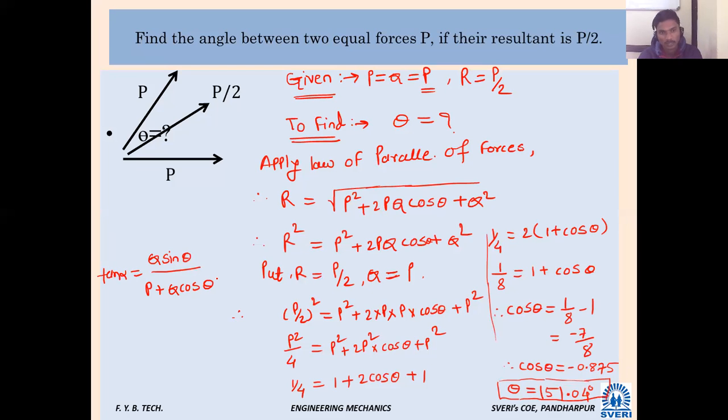Okay, your observation is like this. It will be half. But with this formula, tan alpha is equal to Q sin theta divided by P plus Q cos theta, is it possible to calculate? Using this formula, can we calculate it? No sir. No. Why? Why can we not calculate?